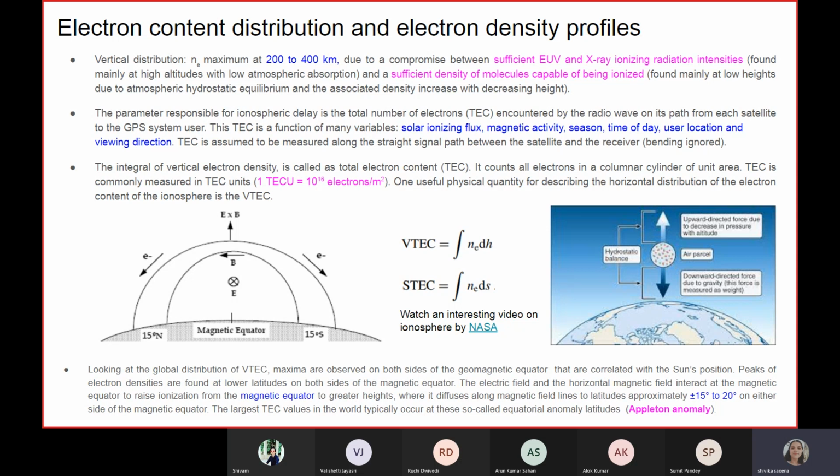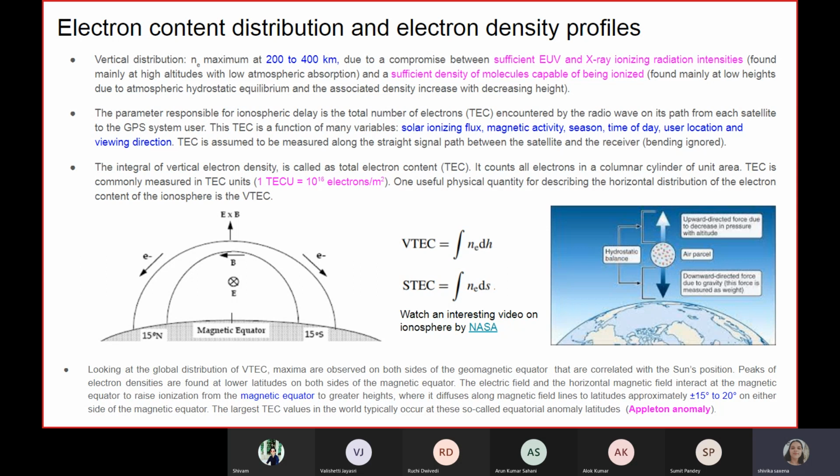Similarly, for the slant path, we will have slant total electron content. Total electron content is measured in TECU, that is, TEC units. 1 TECU equals 10 to the power 16 electrons per meter square. So per meter square again gives you a picture like precipitable water vapor. But here we are not talking about water vapor at all.